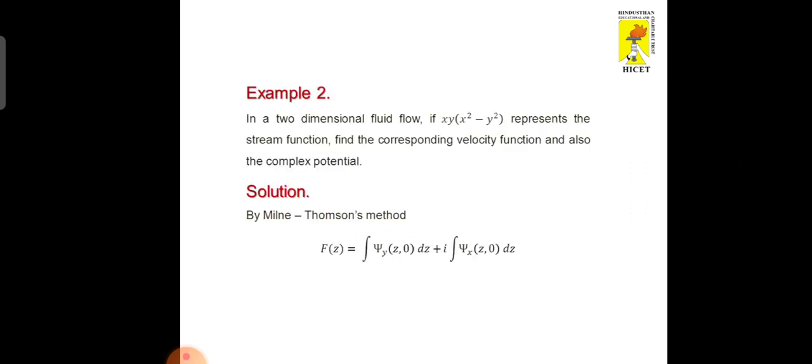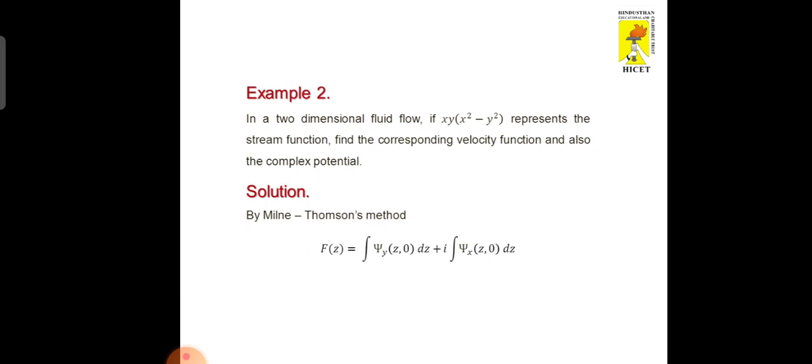Now we will take another example. In a two-dimensional fluid flow, if xy(x² − y²) represents the stream function, find the corresponding velocity function and also find the complex potential. In the last question, a velocity function was given and we found the stream function. But here a stream function is given and we find the velocity.